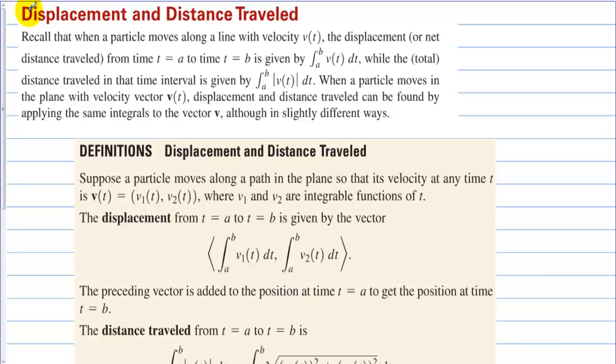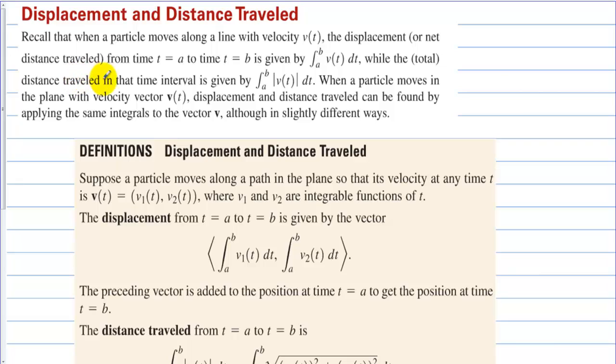This is section 11.2, day 2 on displacement and distance traveled. Recall that when a particle moves along a line with velocity v of t, the displacement or net distance traveled from time t equals a to t equals b is given by the integral from a to b of v of t. This is displacement of the object and not necessarily the position.